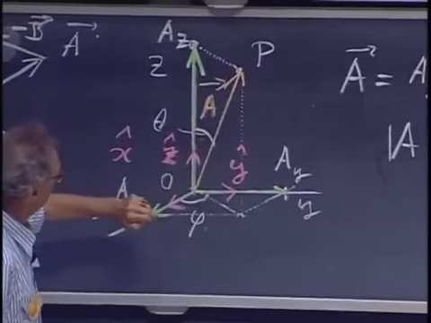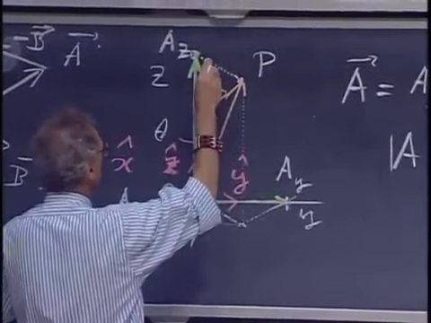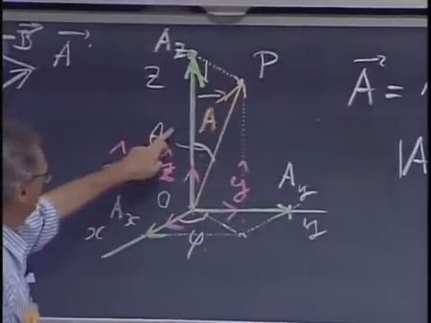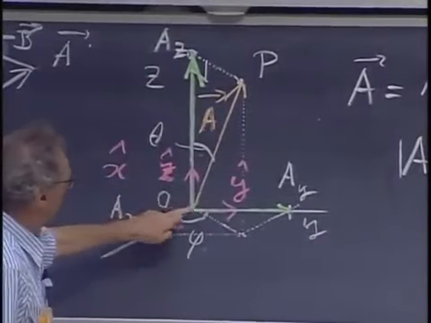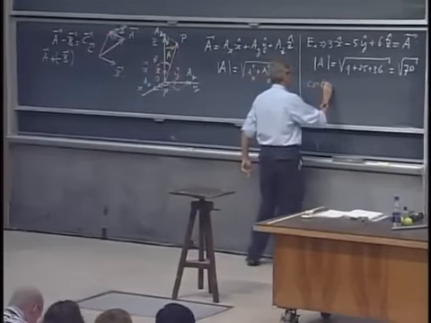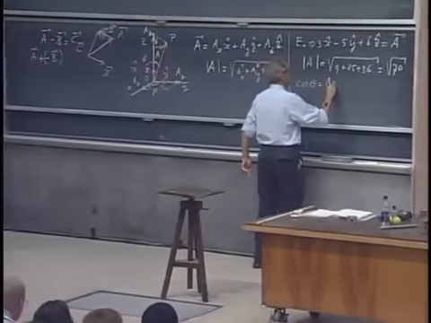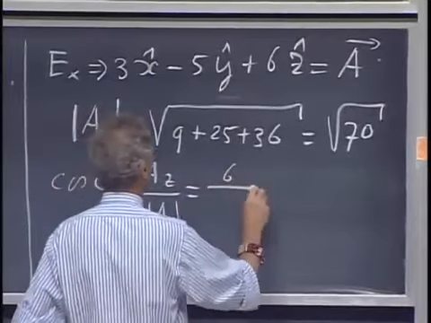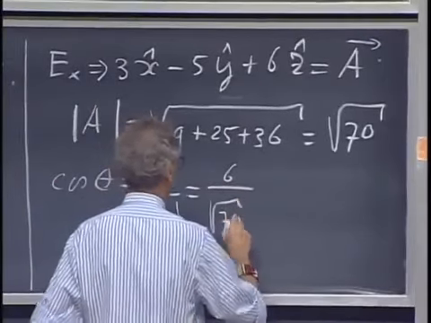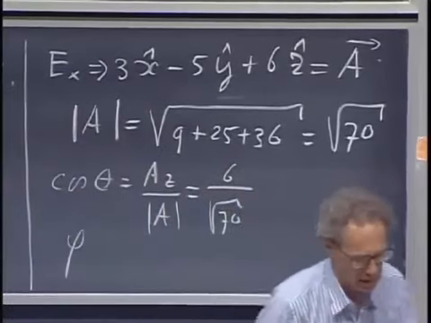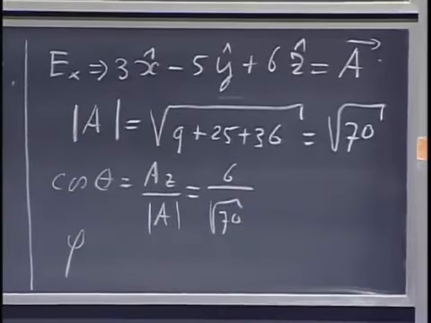Well, the cosine of theta, see this angle here, is 90 degrees, projection. So the cosine of theta is A of z divided by A itself. So the cosine of theta equals A of z divided by A itself, which in our case would be 6 divided by the square root of 70. And you can do phi, which is just simply a matter of manipulating some numbers.